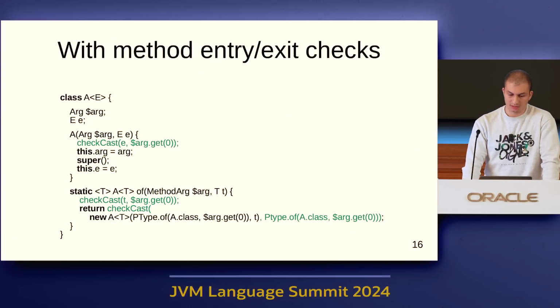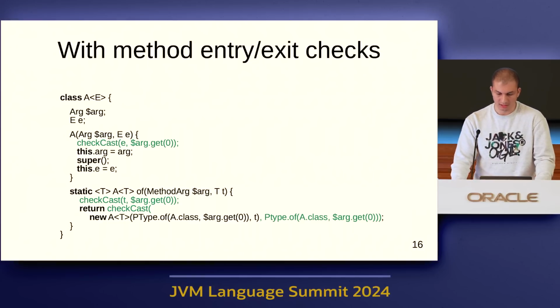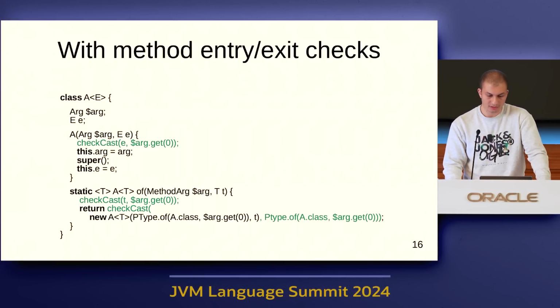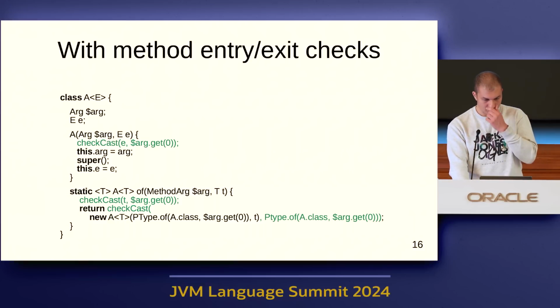And also, we need to insert casts for the returned types that are, once again, of parameterized type or type variable. So here we generate a checkcast to ensure that the returned A is of type T and not any other type, which in this case is obvious because we created the same A with the same T, so it will always be true.